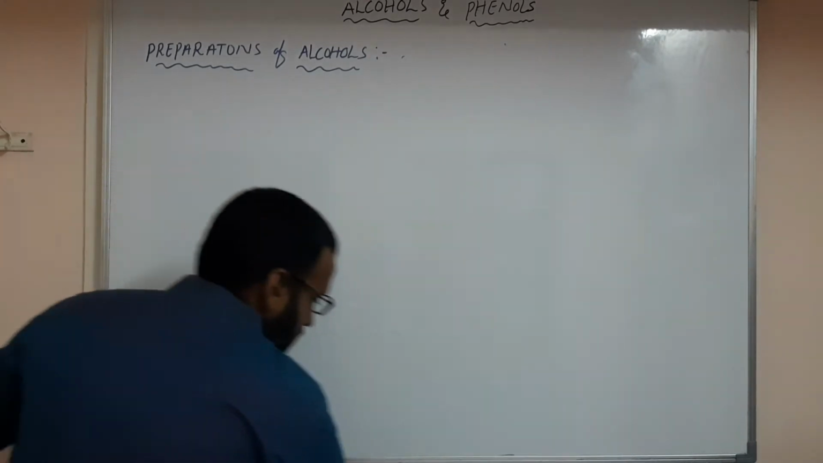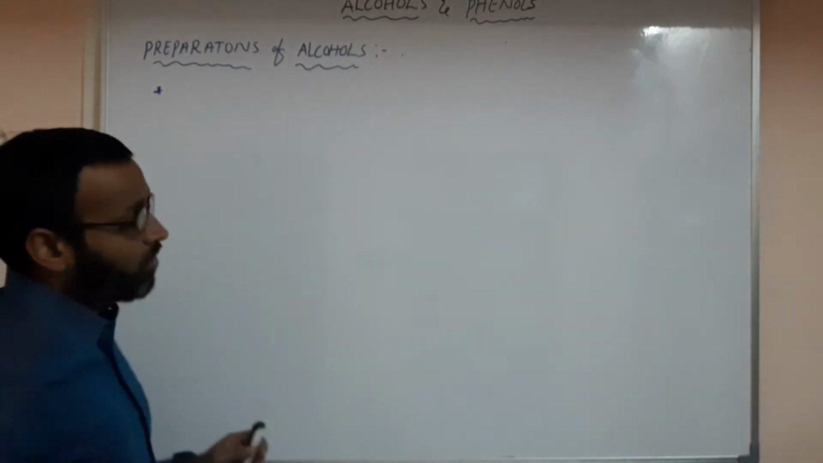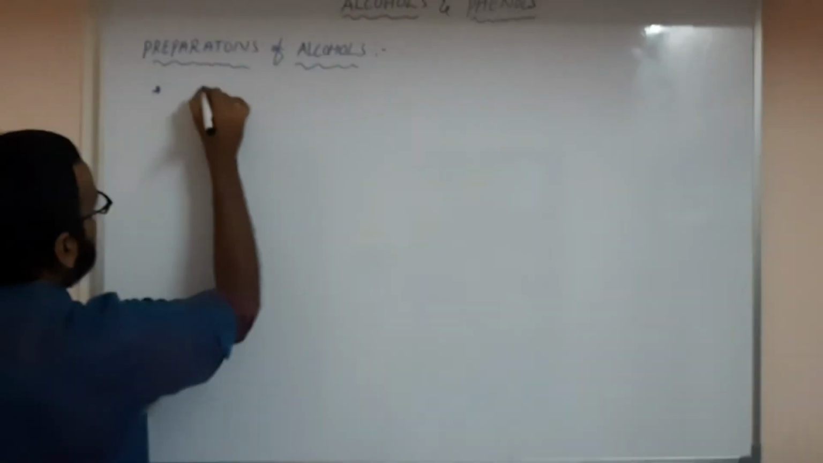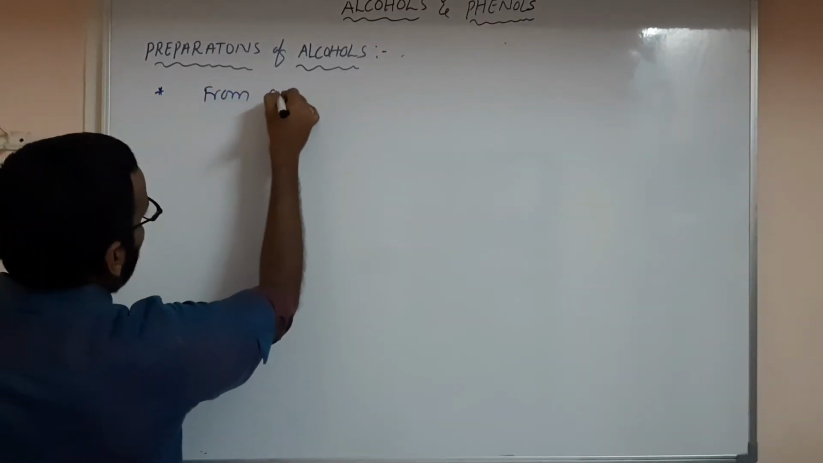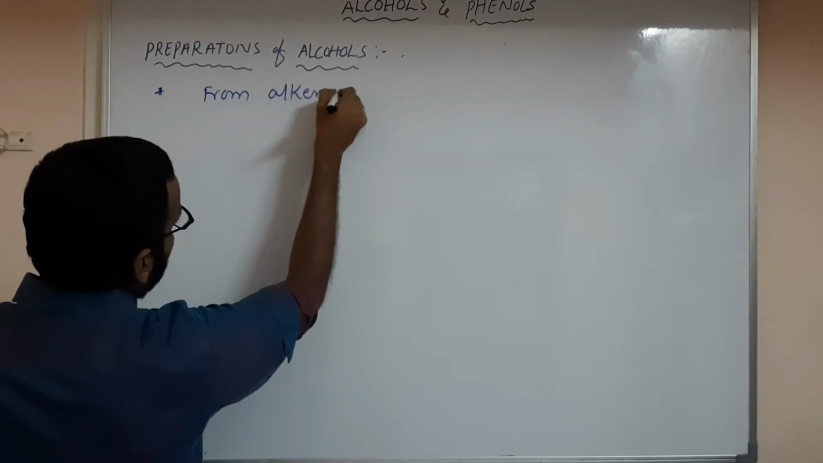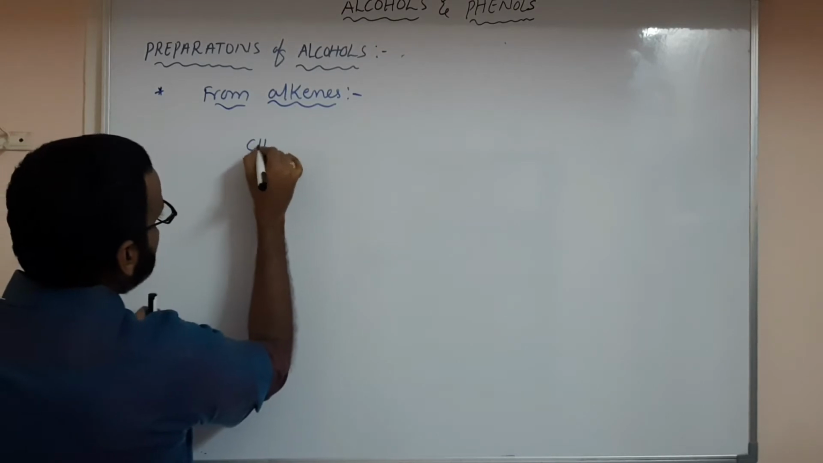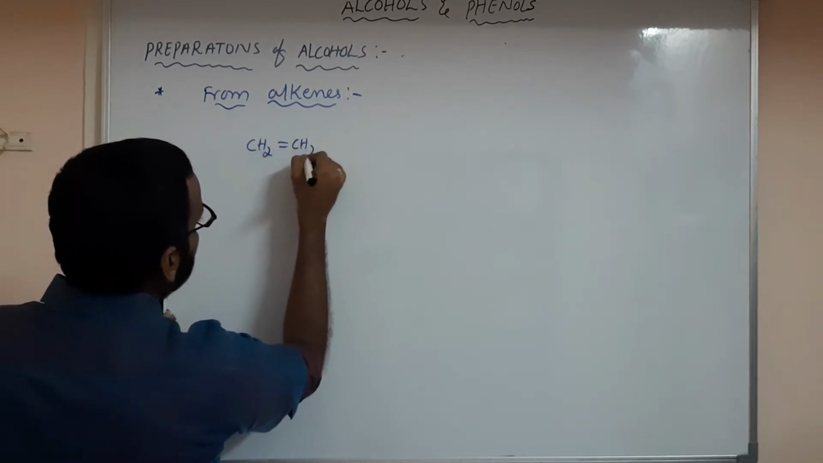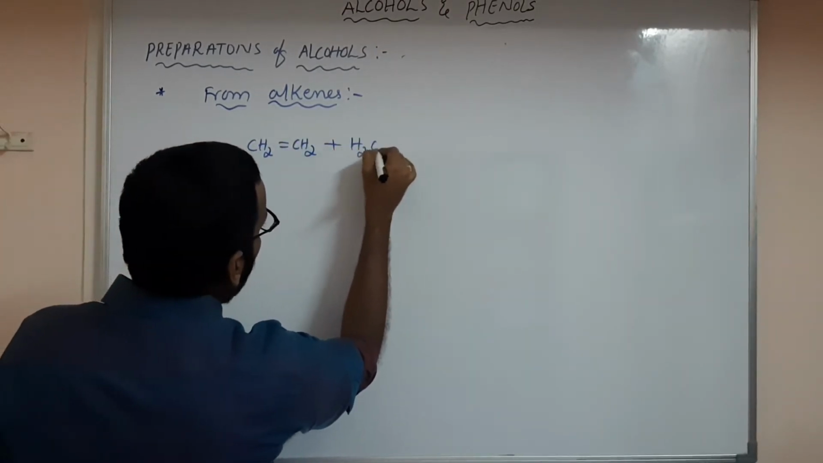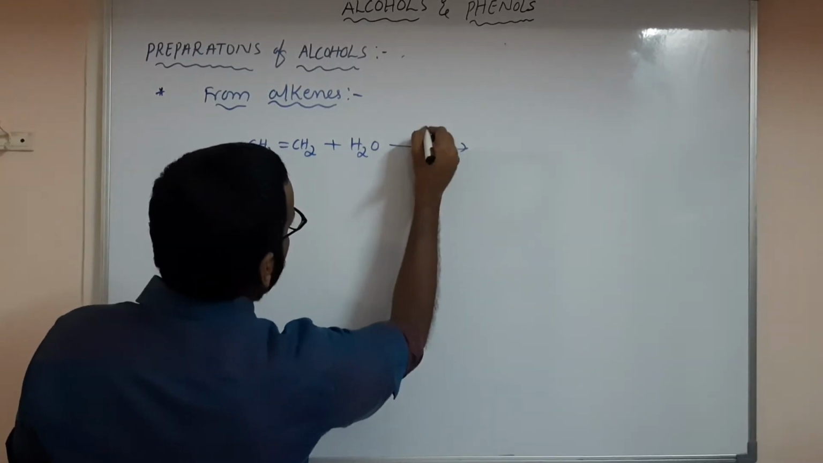Now we will discuss the preparations of alcohols. First, from alkenes. Alkenes, CH2 double bond CH2, when reacted with water in the presence of H plus.